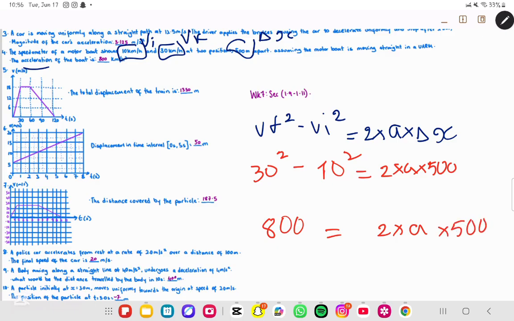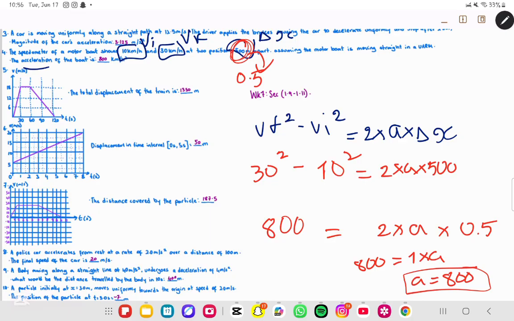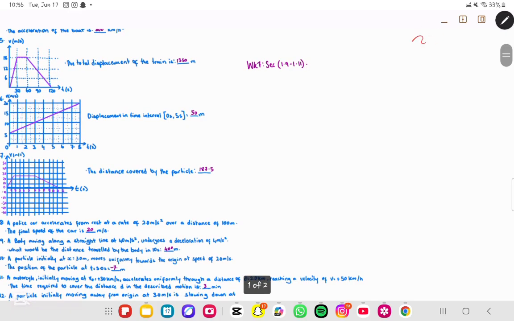Now, here is something important we have to do. We have 500 meters, we will need to change it to kilometers. To change it to kilometers, you will divide it by 1,000, so it will become 0.5. So now 800 is equal to 1 times the acceleration. So acceleration is equal to 800, very simply, kilometers per hour squared. We move on to question number 5.